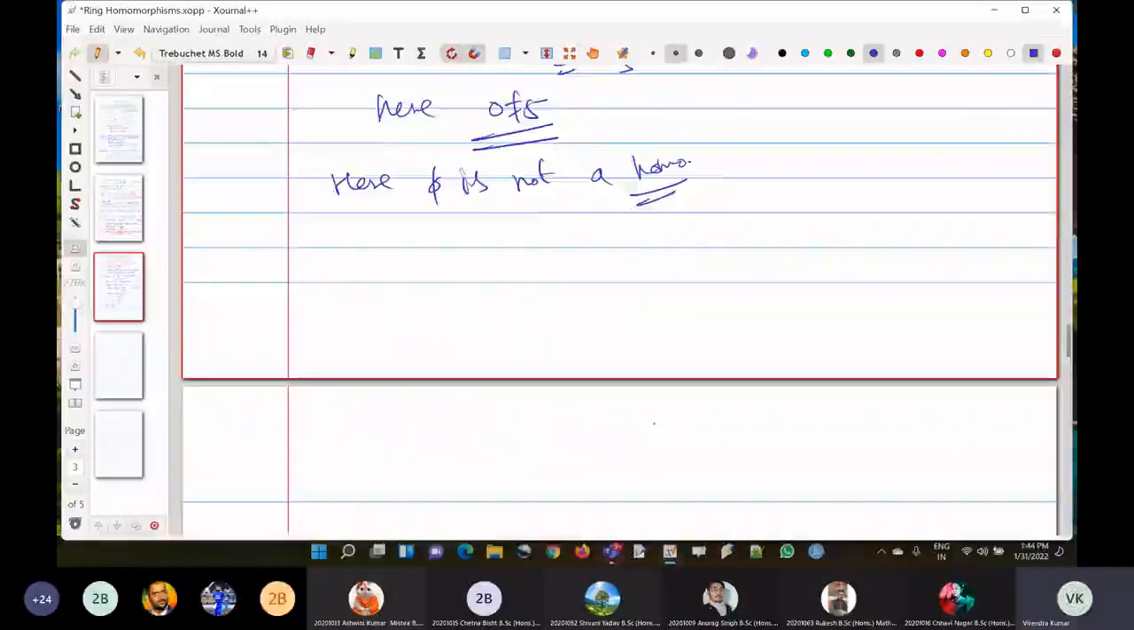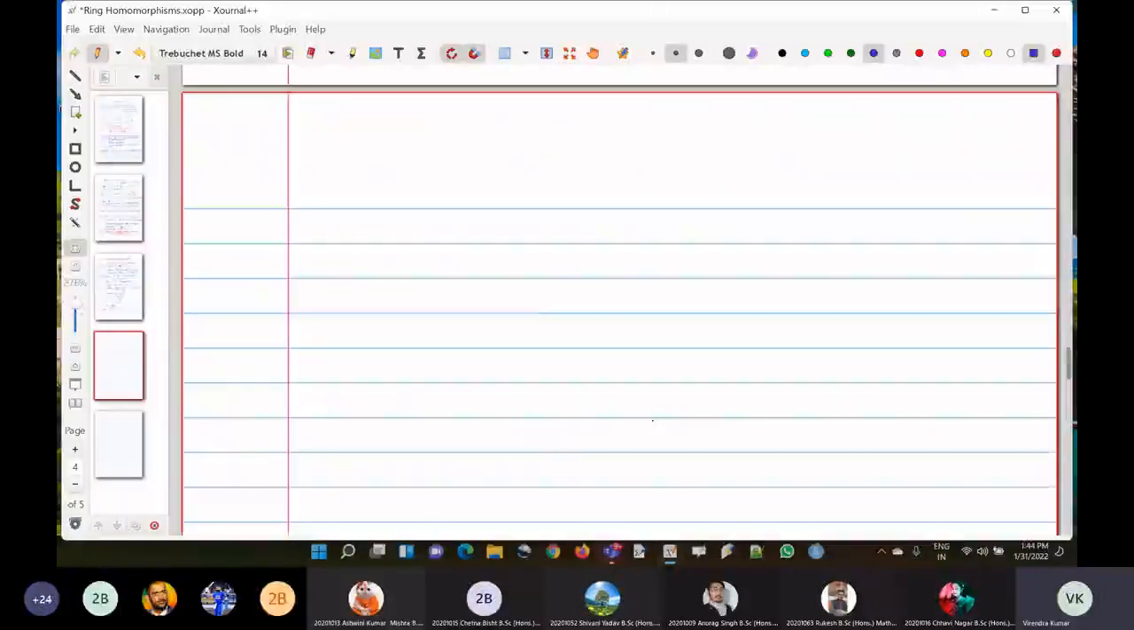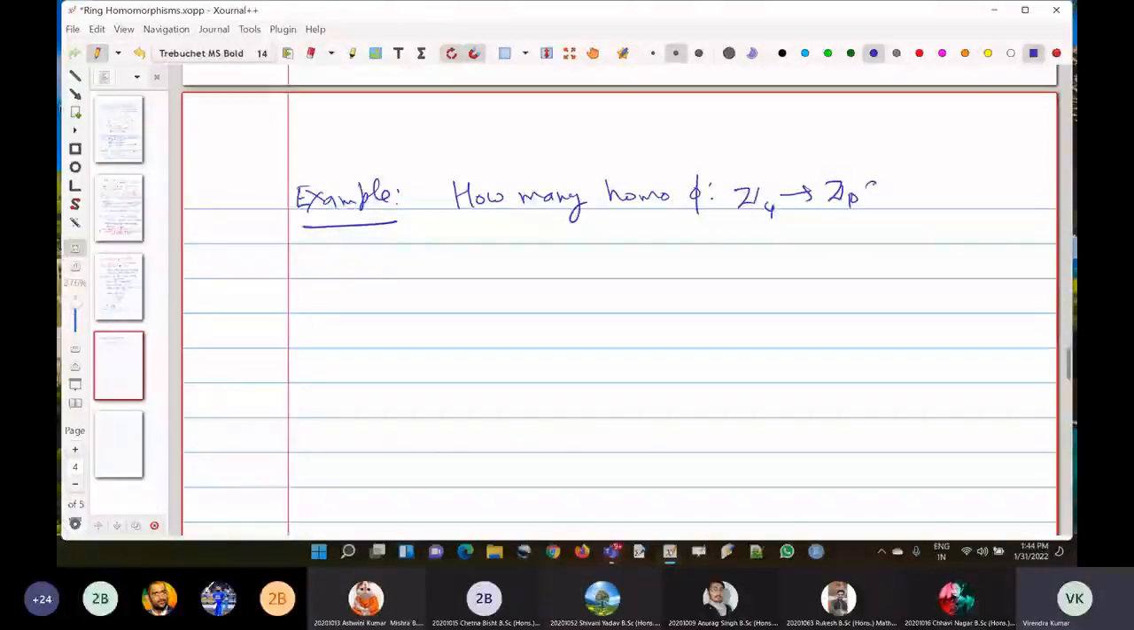All right. Let me make this clear with one more example, where we will be discussing the possibilities of homomorphism. If we are asked how many homomorphisms phi there are from Z4 to Z10, this is the question.